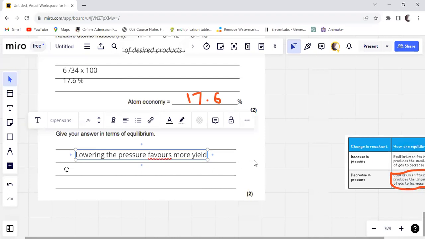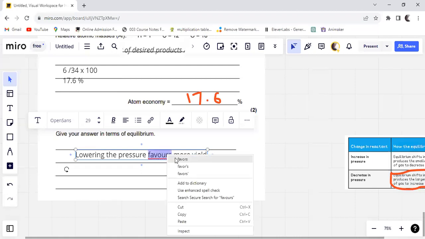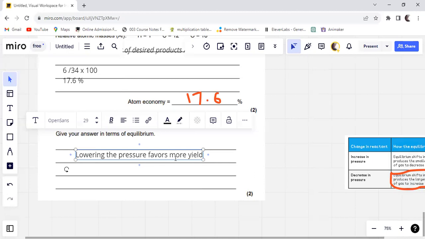So this was all about the production of ammonia. Hope you have understood it better now.